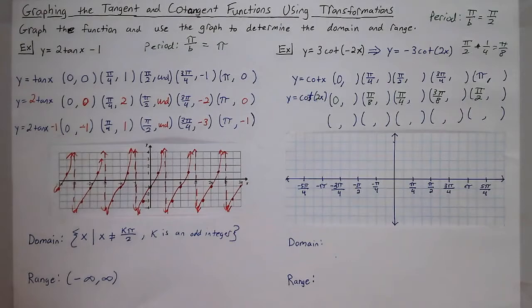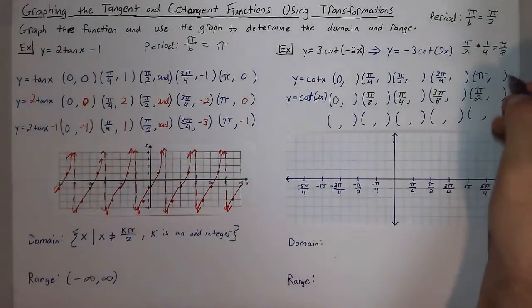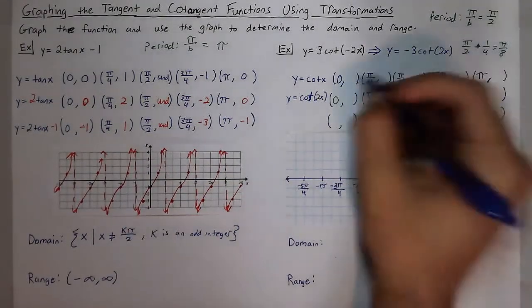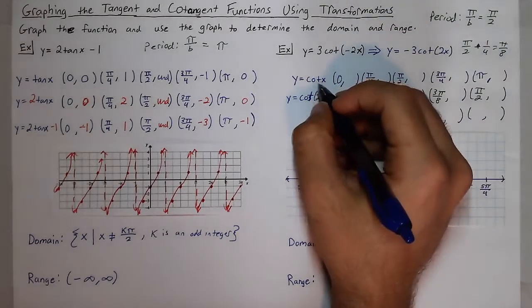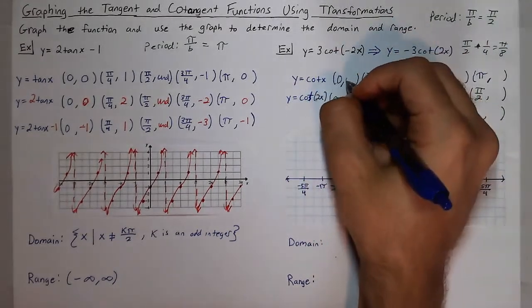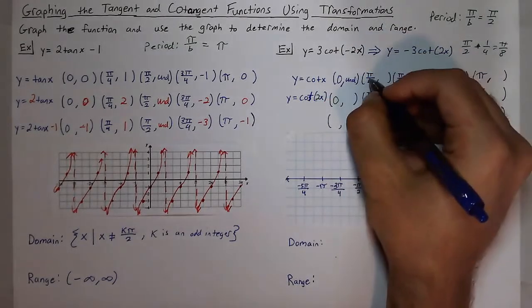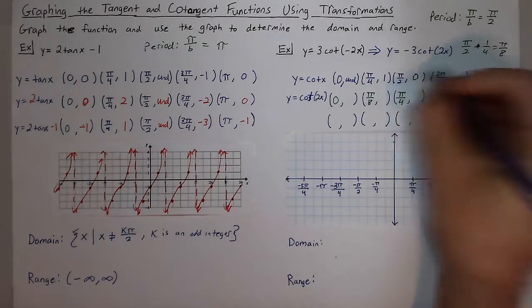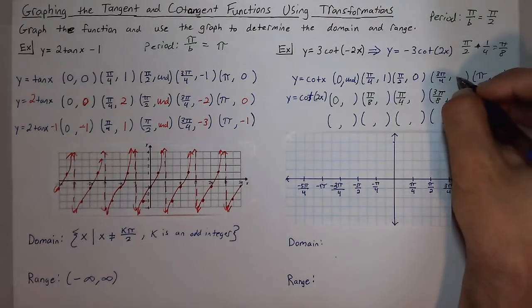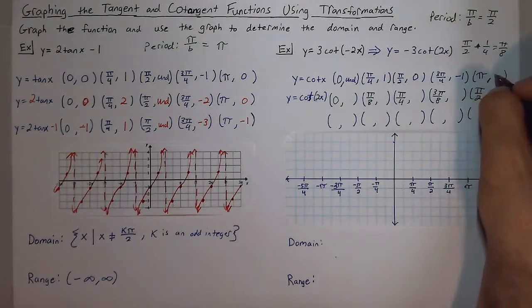Again, we're not going to adjust our y values yet, but I actually haven't labeled them yet because I haven't gone over my key points for cotangent. Cotangent of 0 is undefined. Cotangent of pi over 4 is 1. Cotangent of pi over 2 is 0. Cotangent of 3 pi over 4 is -1. And the cotangent of pi is undefined.